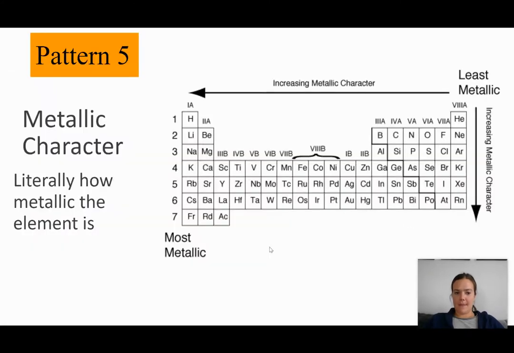All right, our last one we're looking at is metallic character, and that literally just means how much of a metal something is. And in this pattern, the arrows are pointing to increasing metallic character as you go from right to left and as you go down. So all that means is the most metallic stuff is going to be in the bottom left, and the least metallic is up in the top right. That makes sense because those things are literally not metals. They're called nonmetals, so they wouldn't have any of these metallic characteristics.